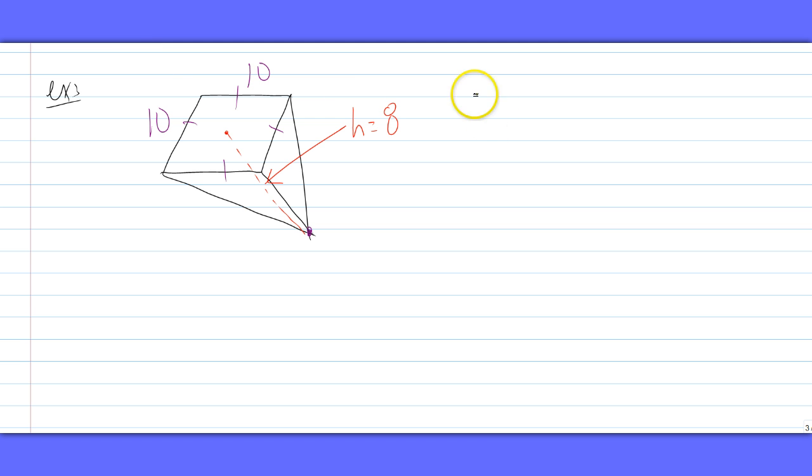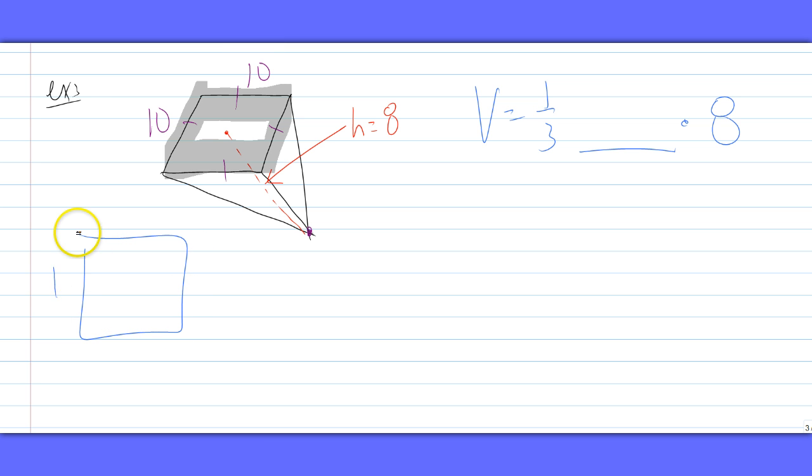Next up, we want to find the volume of this square pyramid. It is a square base. So it's 1/3 the area of the base times the height. The height is that red dotted segment, that's 8. We want to find the area of this base though. It is a square. Each side of the square is equal to 10. The way we find the area of a square is take the length of one side and square it. So the area of the square is 100.